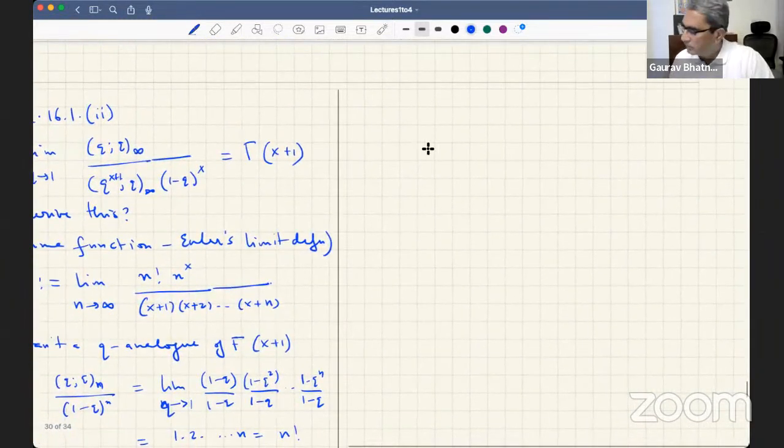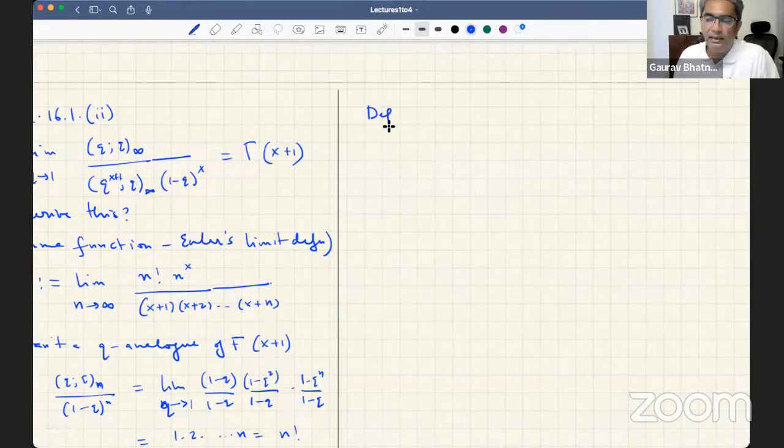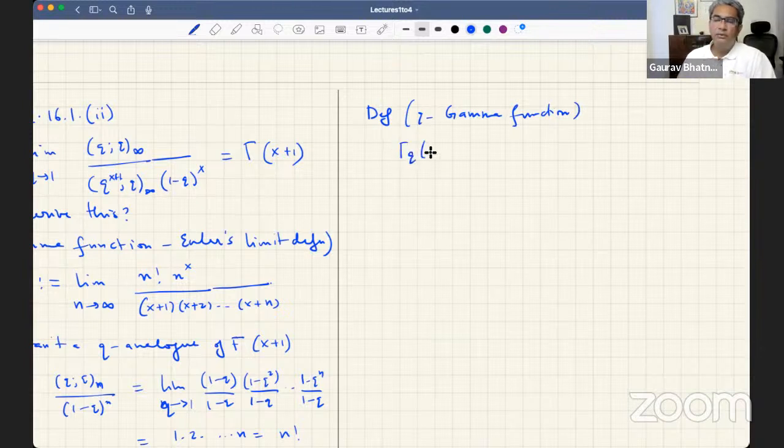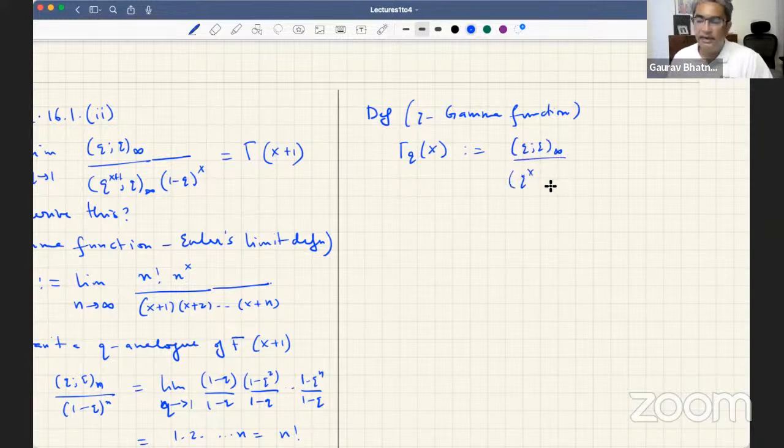Okay, anyway, this is the definition of the q gamma function, which is denoted like this, and it's defined as, well, no limit now, (q;q) infinity over (q raised to x; q) infinity, times (1 minus q) raised to x minus 1.